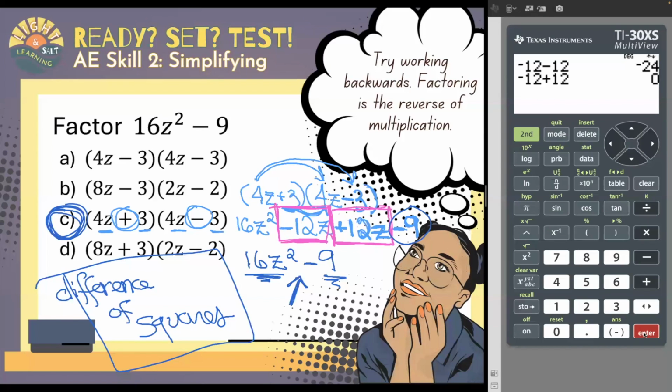All right, you guys. Very nice work. If you want to multiply out B and D to test yourself and to practice multiplying binomials, by all means do it. But C is the correct answer, so I won't check myself now.